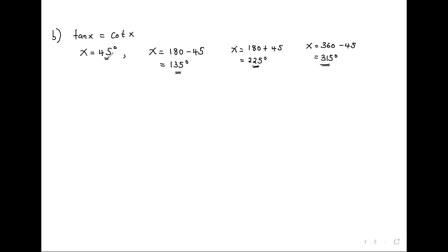So I have a question. Yes. How did we get 45? X is equal to 45. Because if this is the triangle with 45, 45, and this is 1, 1, root 2.